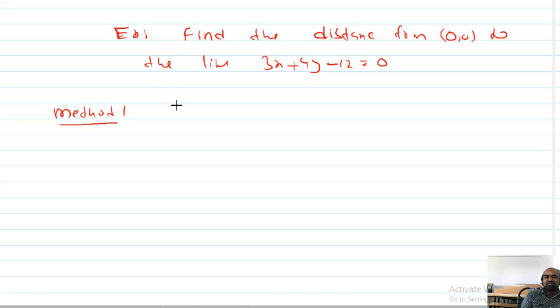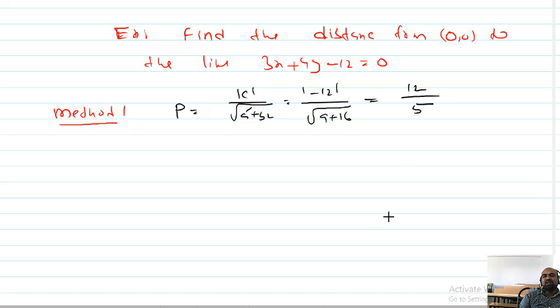What is the formula? Distance means p equal to mod c by root over a square plus b square. Mod minus 12 by root over a square 9 plus b square 16, that is equal to 12 by 5. So finally, the distance from origin to this line is 12 by 5 units. Completed. Easy, you know.